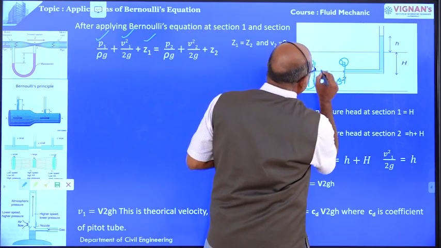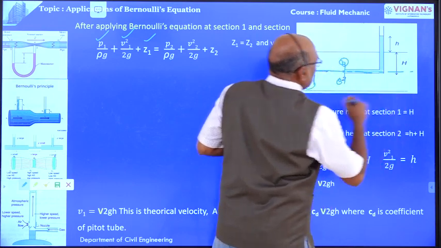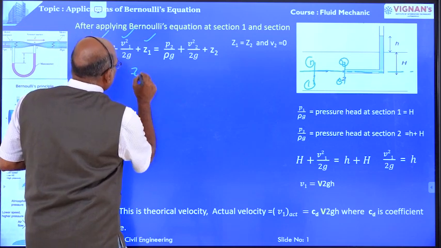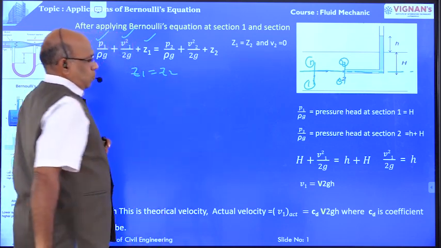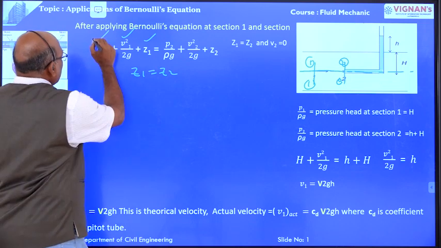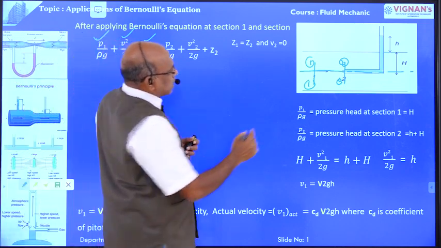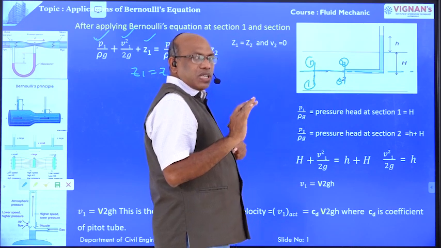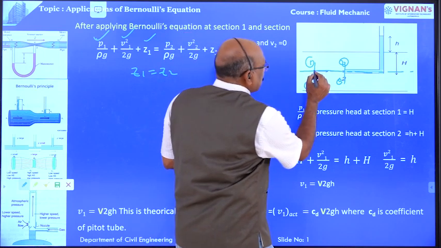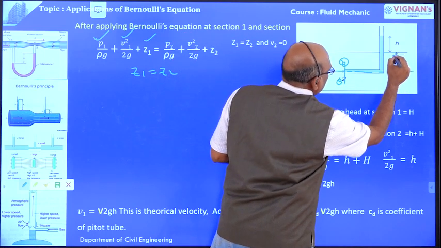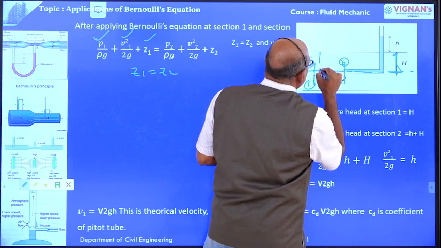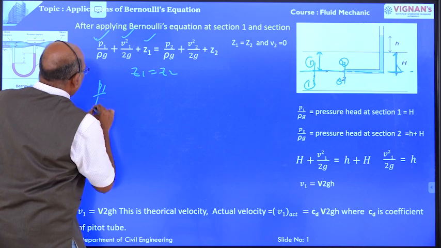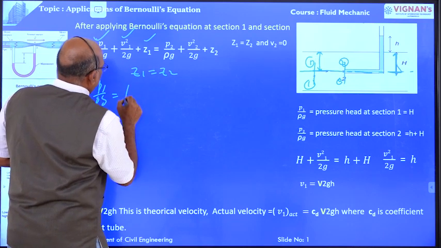The datum head is the same because this is horizontal. In section 1-1 and section 2-2, the datum head is the same. Therefore, Z1 is equal to Z2. Another point: what is the pressure head at section 1-1? This is section 1-1. If there is no obstruction, the pressure head is H. That means P1 by rho g is equal to H.